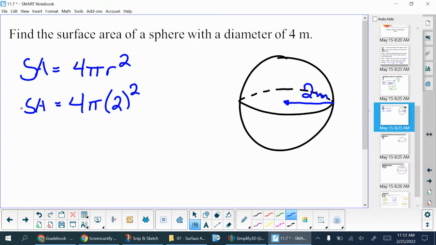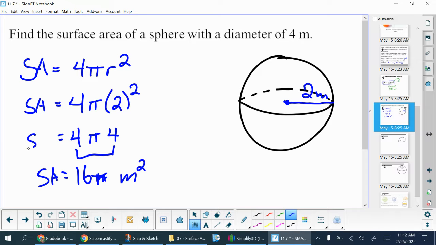This equation is already solved. I'm just simplifying what's over here on the right-hand side. So I'm going to do my order of operations, exponents first, 4 times pi times 4. And the commutative property of multiplication tells me I can multiply those numbers in whatever order I want. So I've got 16 pi, and this is in meters squared. That is my surface area. We can just leave that one in terms of pi.